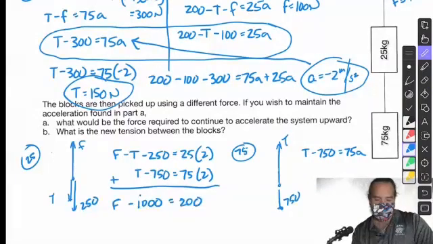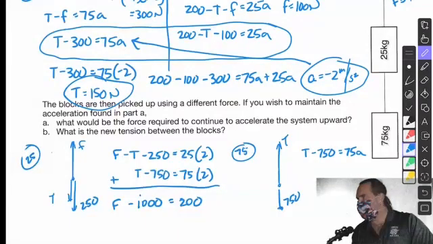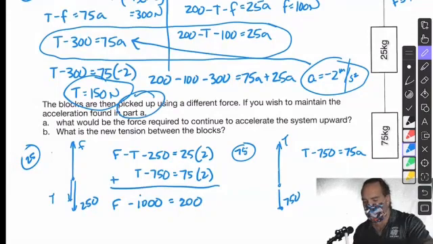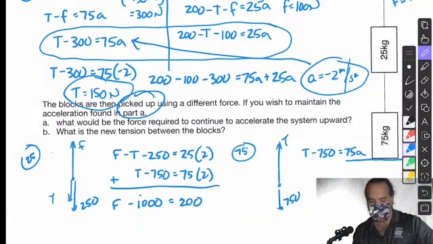Mr. Shelton, yeah, what about the normal on the 75 kilo box? Is it in contact with any surface? What surface is it in contact with? The floor. I don't see a floor here. They're picked up. I would have to draw the floor in for there to be a floor here. So I don't see a floor here. I mean, it also says that they're accelerating upwards. So, yeah, no. Sorry.